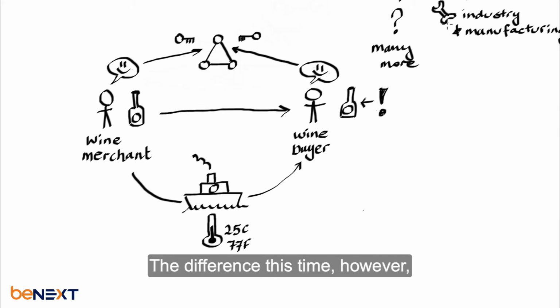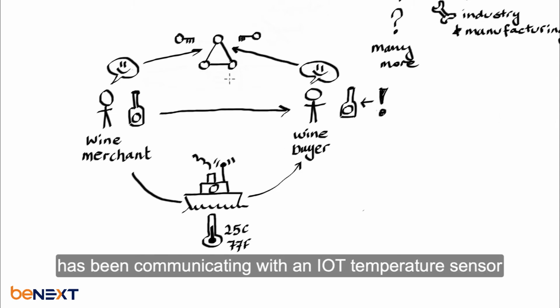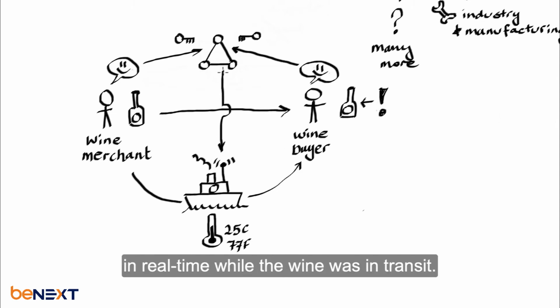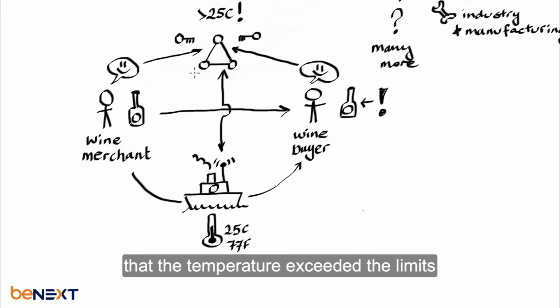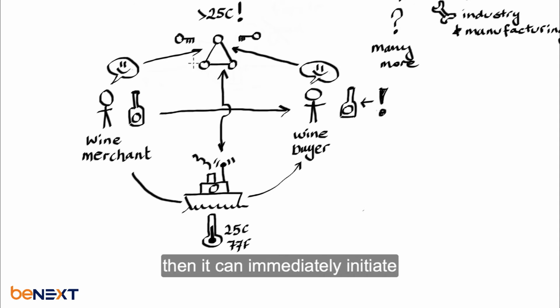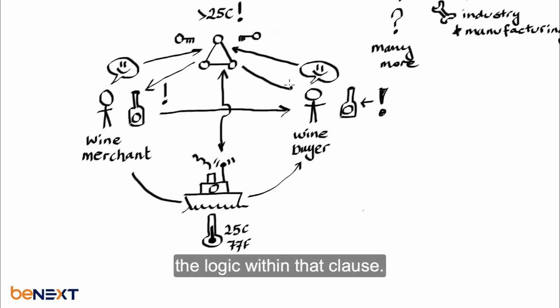The difference this time, however, is that the smart legal contract has been communicating with an IoT temperature sensor in real time while the wine was in transit. The moment the smart legal contract detects that the temperature exceeded the limits set in the agreement, then it can immediately initiate the logic within that clause.